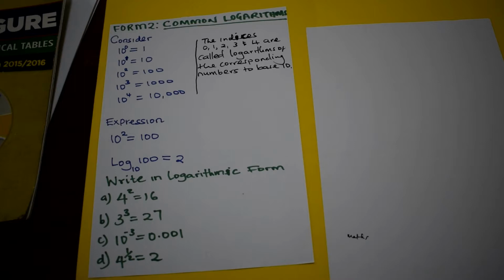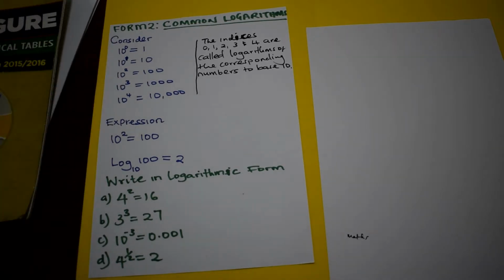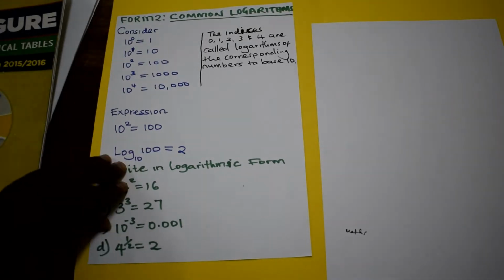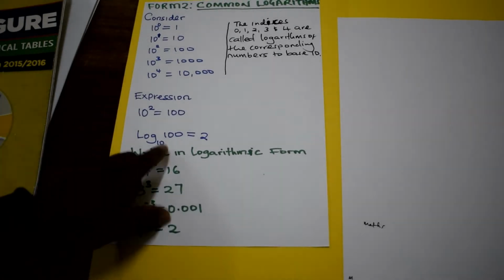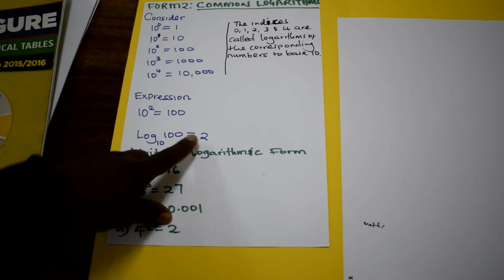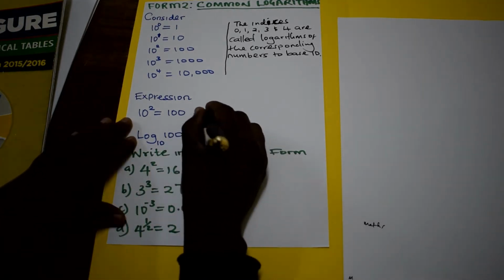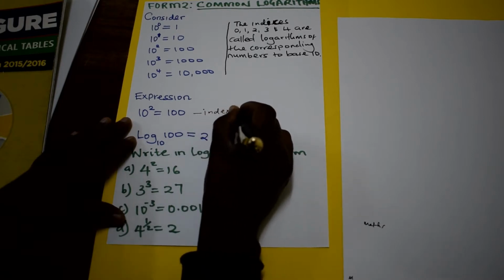The indices 0, 1, 2, 3, 4, as they are listed here, are called the logarithms of the corresponding numbers to base 10. So we can say if we have 10 power 2 as an expression, this will be equal to 100. And therefore, we can write this as log to its base. So this one we call the index form of a number, or index notation.